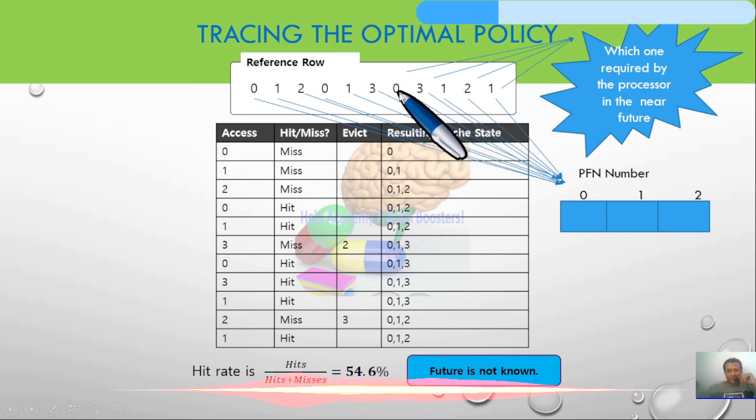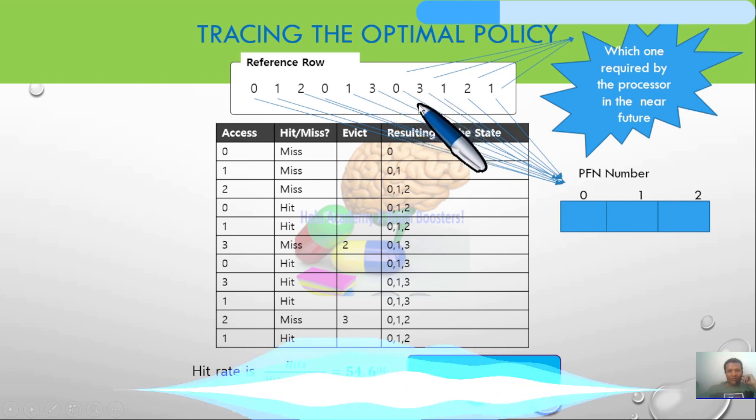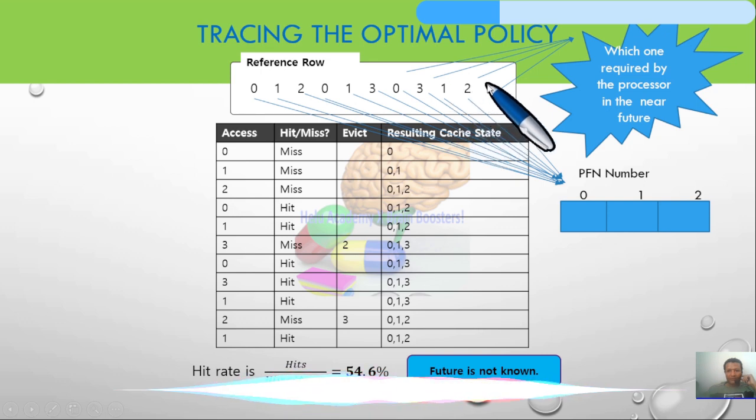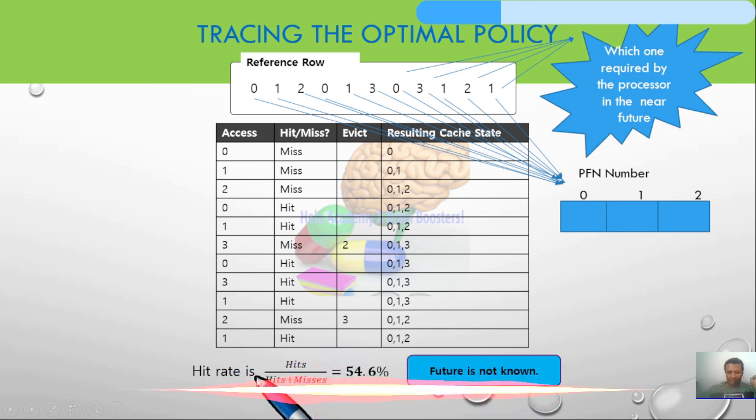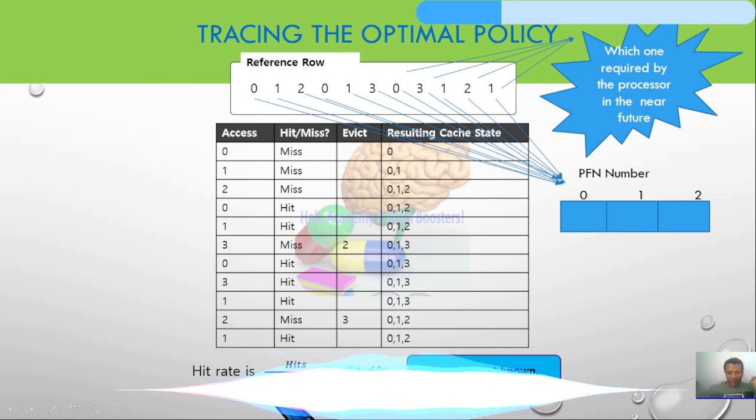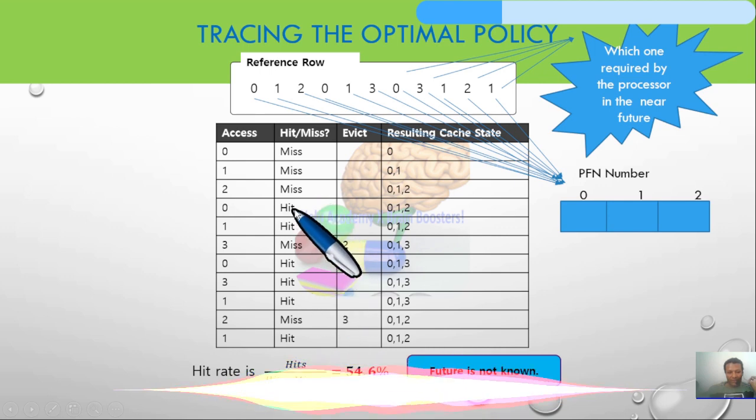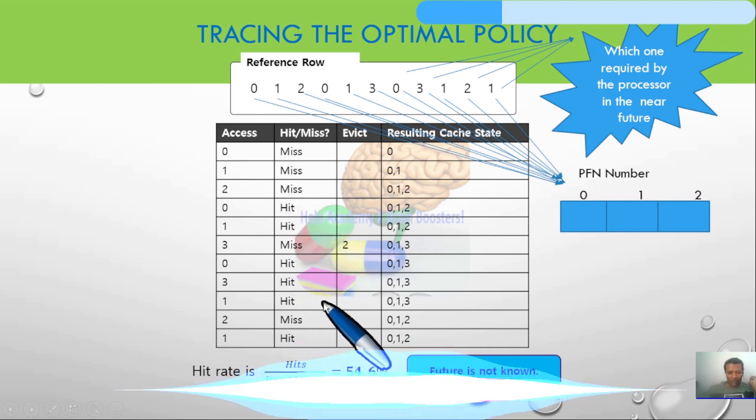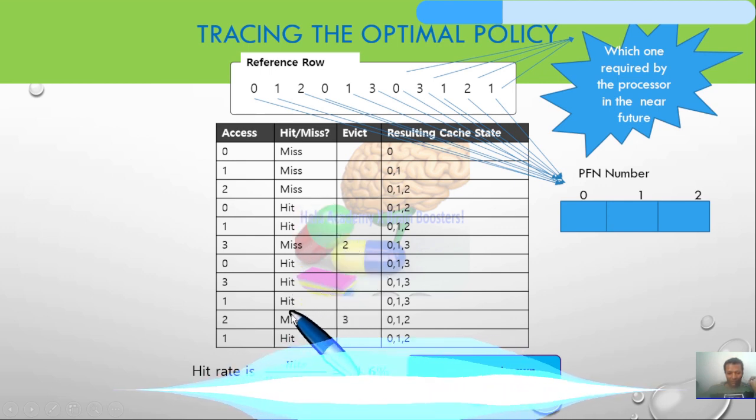So until here you have seen 0, 3, 1, 2, 1, that is how it works. Hit rate is hits over hits plus misses. So how many hits do we have? 1, 2, 3, 4, 5, 6. So 6 divided by 11, 54.6%.